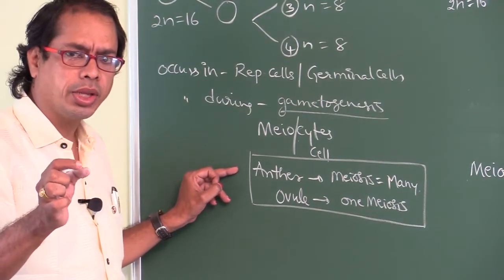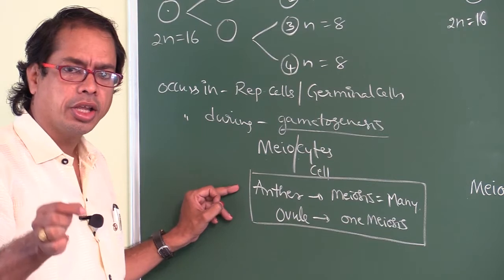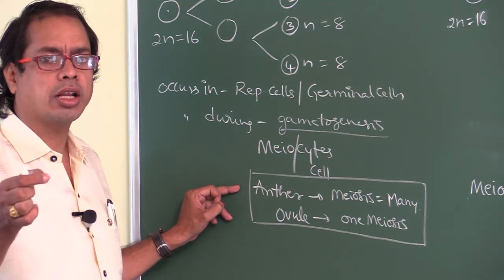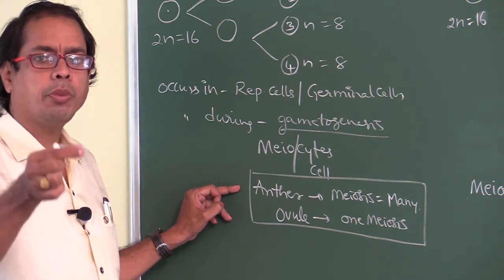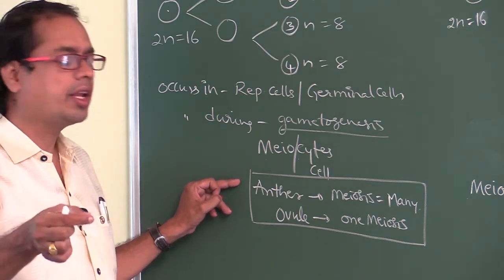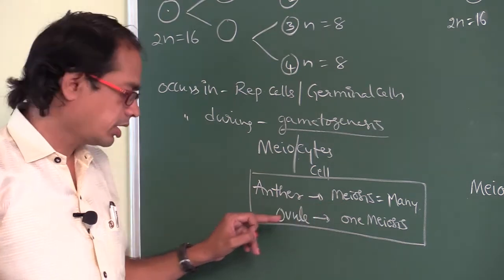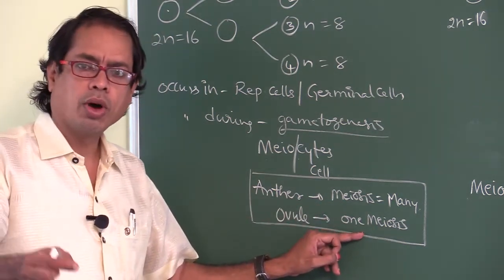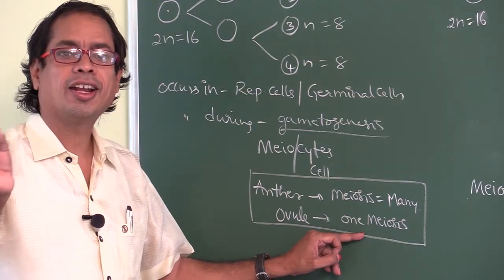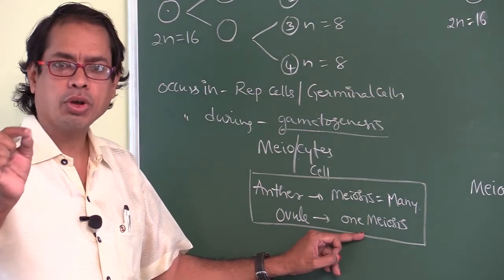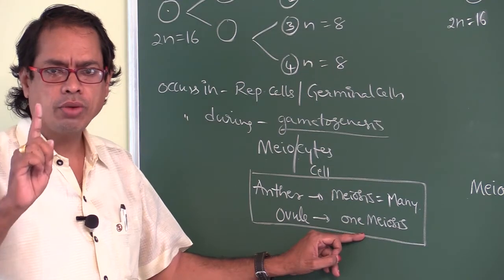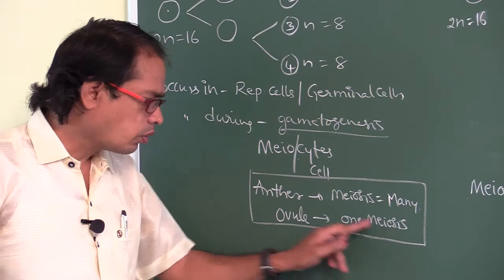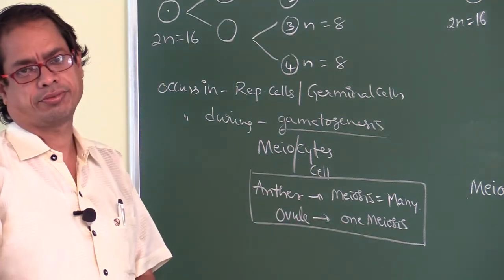Why? Because that anther contains many pollen mother cells. Each pollen mother cell undergoes reduction division. Many pollen mother cells means many reduction divisions. The ovule contains only one reduction division. Why? Because one of the nucellar cells converts into a megaspore mother cell. That is, one ovule contains one megaspore mother cell. That's why one meiotic division occurs.